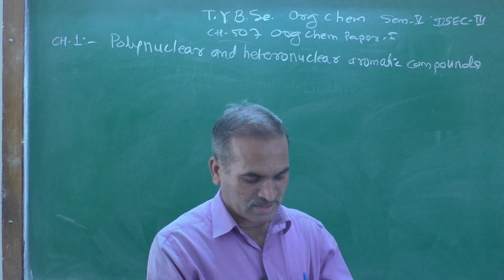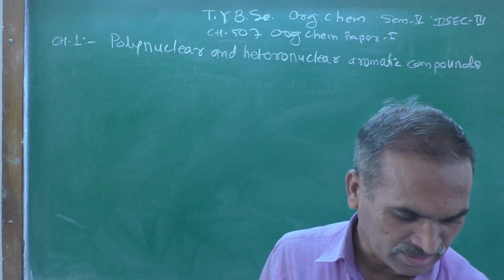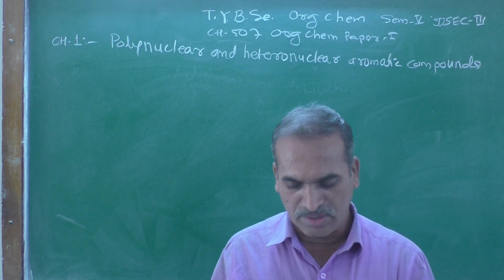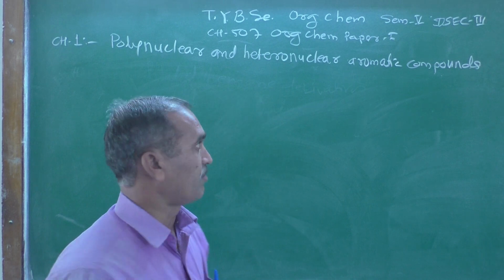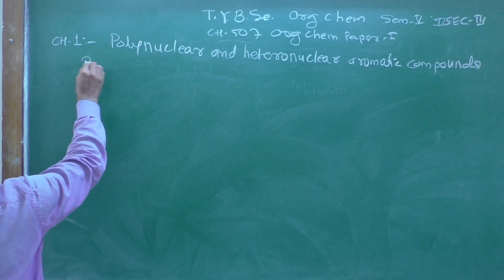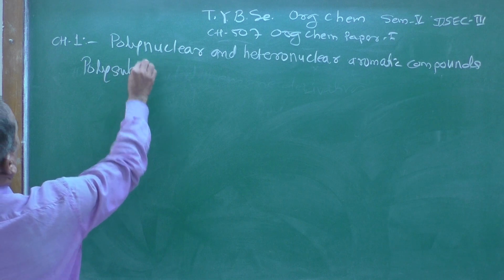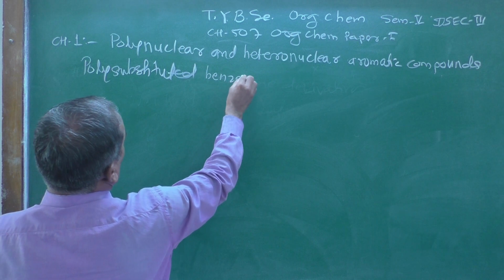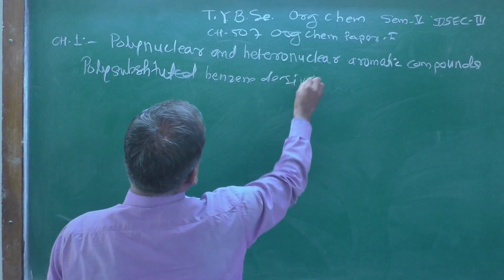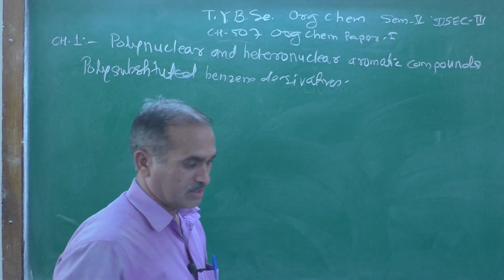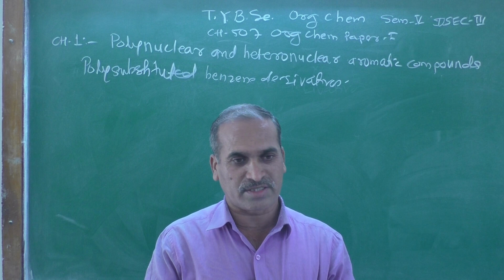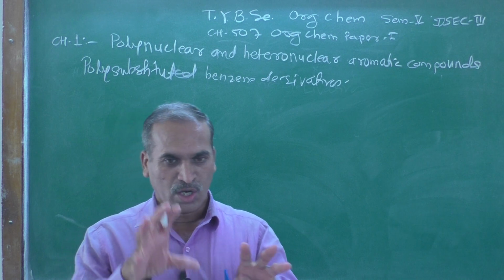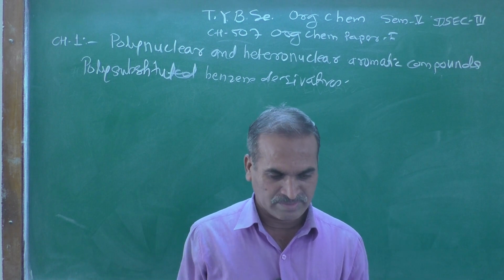And let us begin with the polysubstituted derivatives, means polysubstituted benzene derivatives. The name itself suggests that poly means many and substituted means substituents present on the benzene ring.